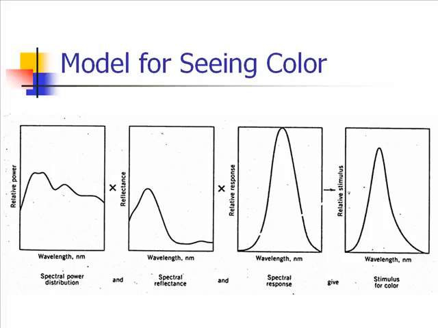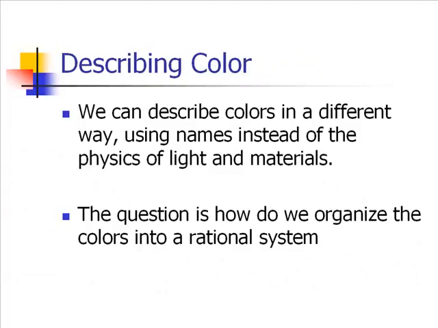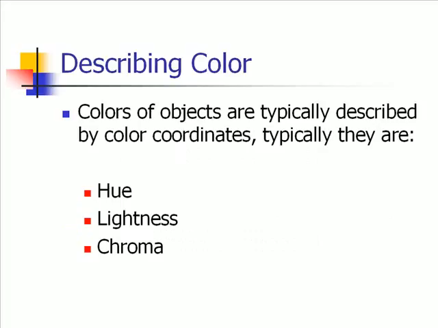We can describe colors in a different way using names instead of physics of light and materials. The question is, how do we organize colors into a rational system? Generally speaking, we use the terms hue, lightness, and chroma to describe the three-dimensional color system because we have to use three dimensions. So if we make a model of it, it'll be in three-dimensional space, just not on a flat surface like the board.